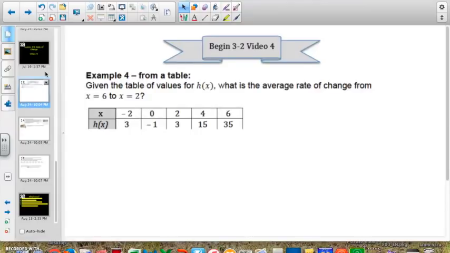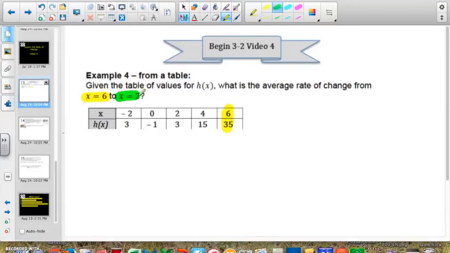So we're given a table of values for h of x, and we want to know what is the average rate of change from x equals 6 to x equals 2. So what we're going to have to do is use the information they give us for the interval and figure out our ordered pair from the table. So for example, we're given x equals 6. I'm just going to simply find 6 where my x's is and see what the y value is going to be, and I can see the ordered pair would be 6, 35.